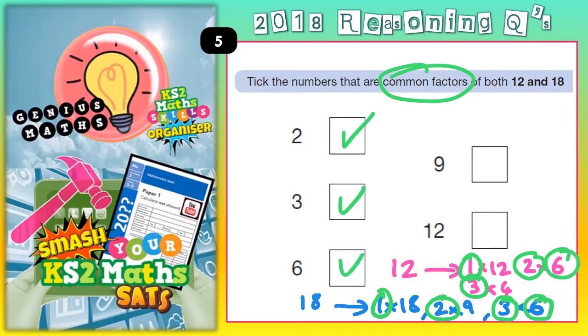Now 9 is a factor of 18, but it is not a factor of 12, so it's not a common factor. And 12 is a factor of 12, but it's not a factor of 18, so that's not a common factor either. So basically the only ones I can tick are those 3. 2, 3 and 6 are all common factors of both 12 and 18.